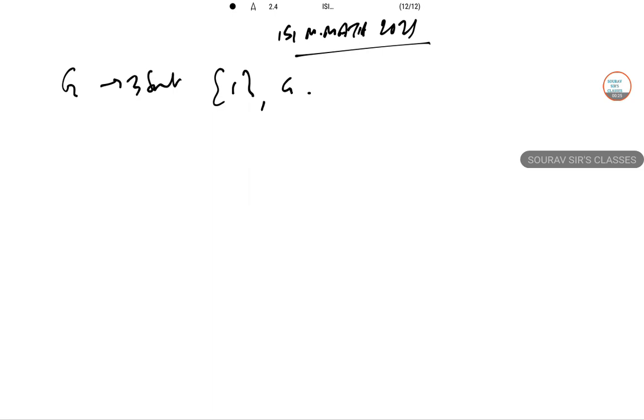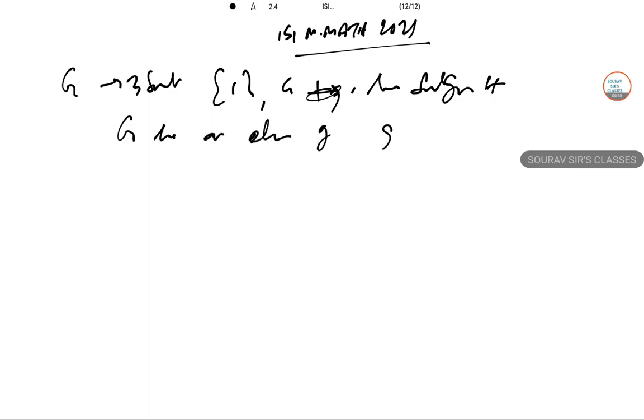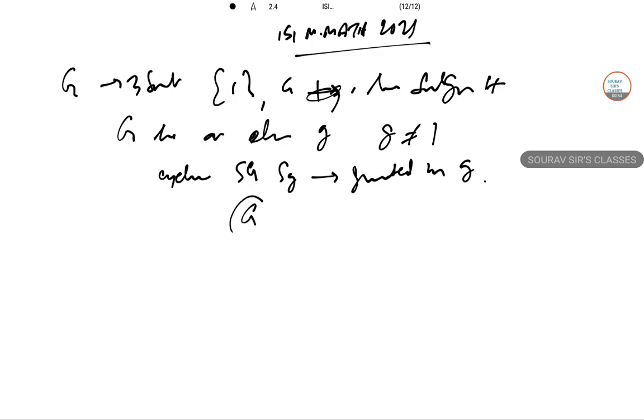The subgroups are 1, G, and some subgroup H. So the group G has an element, say small g, such that g is not equal to 1. Now if we take the cyclic subgroup S(g) of G generated by g, then this subgroup coincides with G, and thus G is cyclic. Otherwise S(g) equals H, and there is an element h, which does not belong to this subgroup.